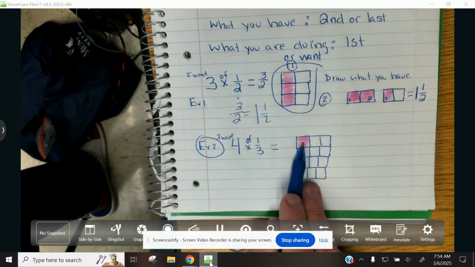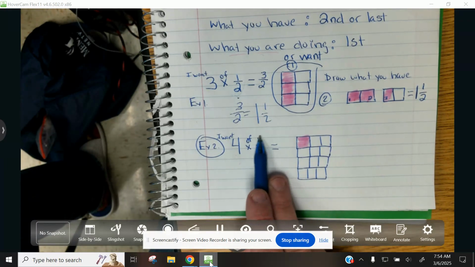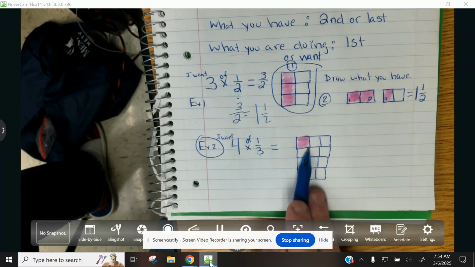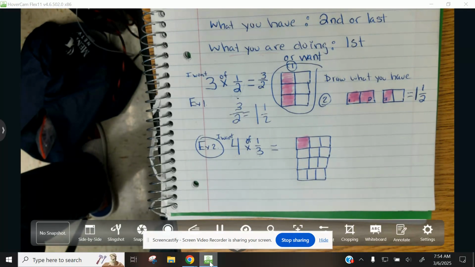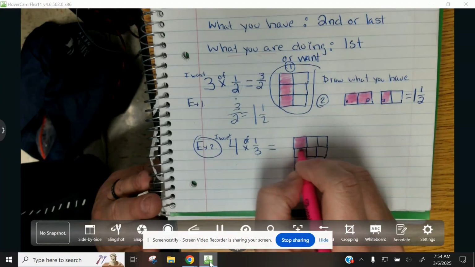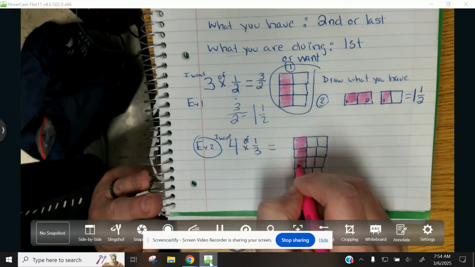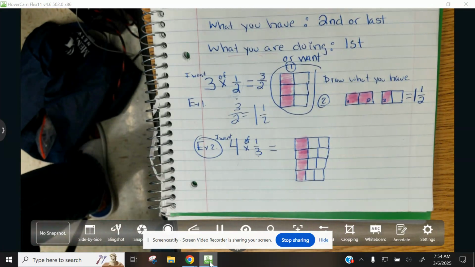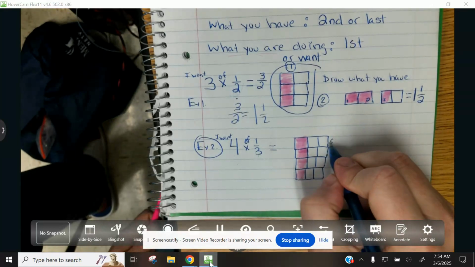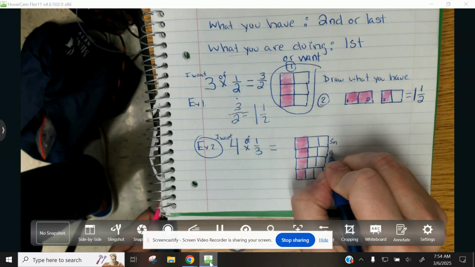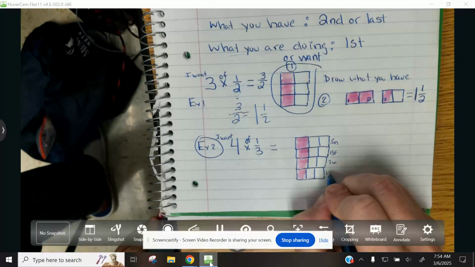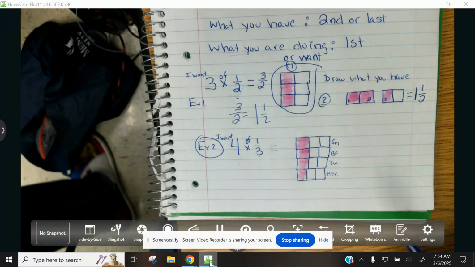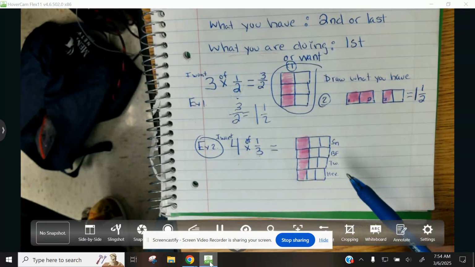Okay, why did I shade 1/3? Because I had 1/3. Okay, why did I draw 4 of them? Because I wanted 4 of the 1/3. And since I wanted 4 of 1/3, I have to shade in another third, another third, and another third. And I could say this was Snickers, this was Butterfinger, this was Twix, and this was Hershey's. And we can say that's why I wanted 4 different ones.